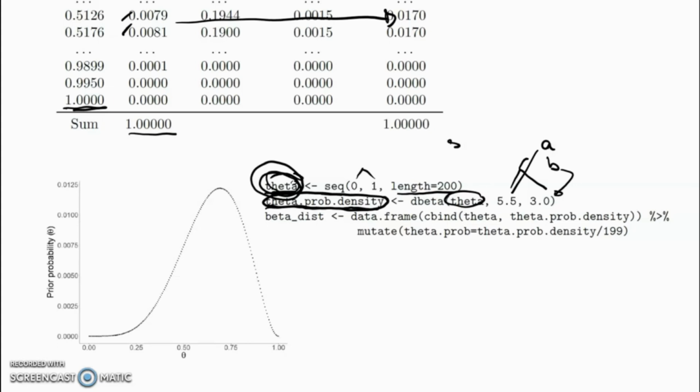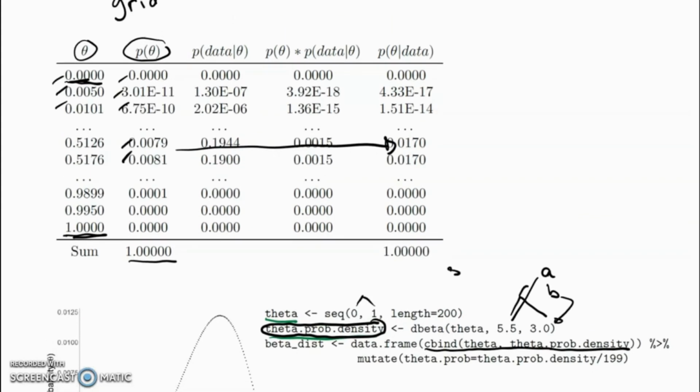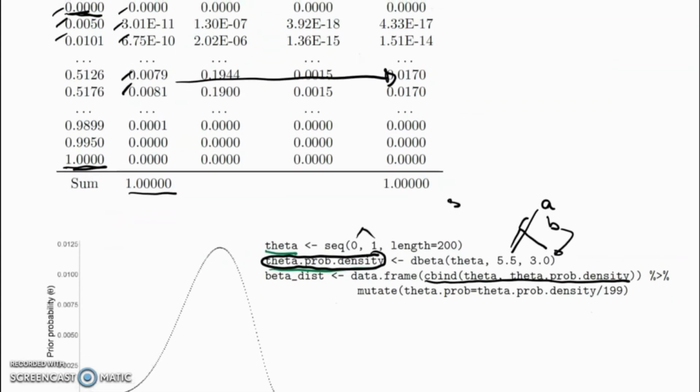Then I've got to do 2 additional things. First, I combine these 2 vectors, theta and theta probability density. I combine those with the cbind function. And secondly, I start off with the probability density associated with these values of theta. But in this table, if I'm going to use Excel, I don't want probability densities. What I want are the actual probabilities. So to convert from probability densities to probabilities, I'm going to use this code here.